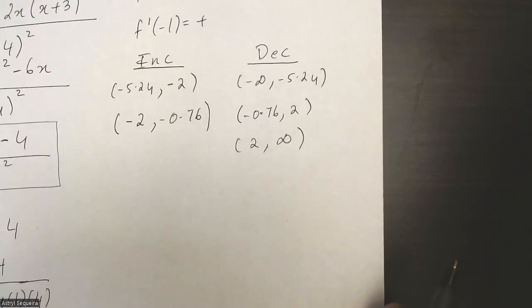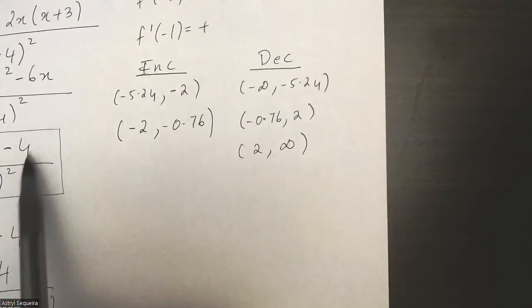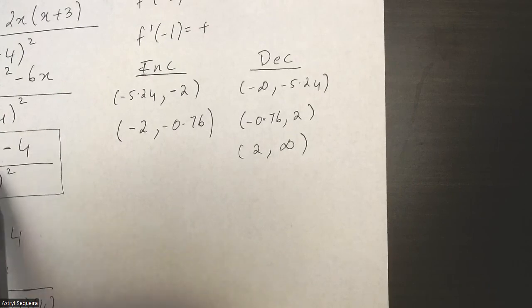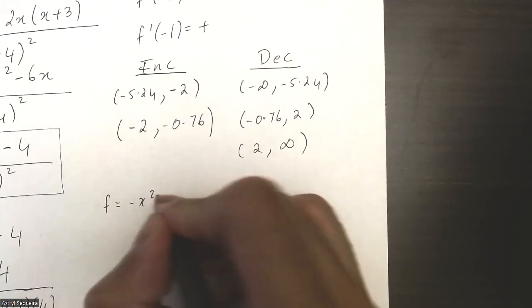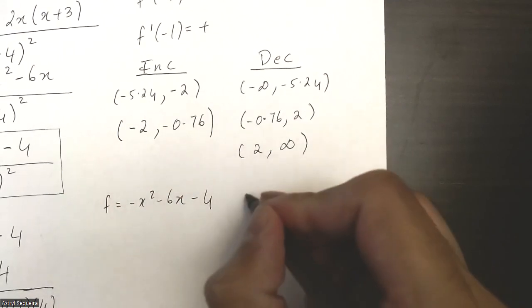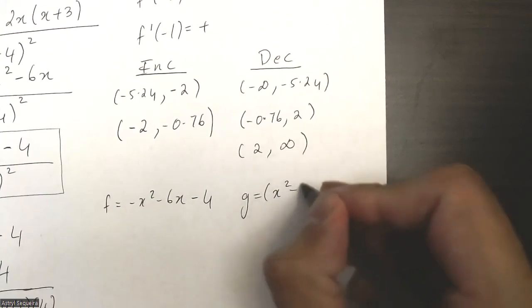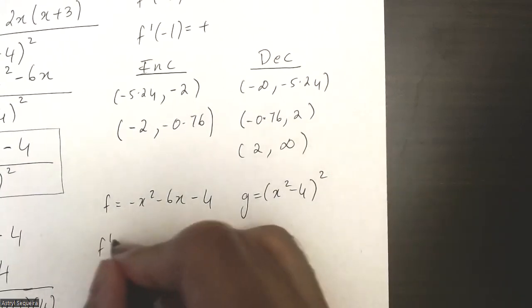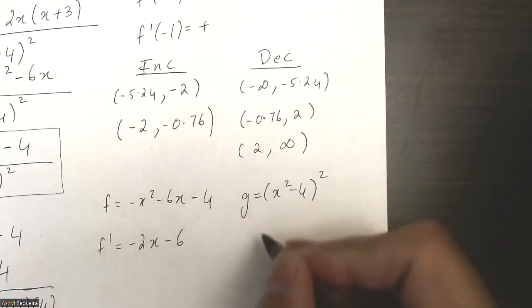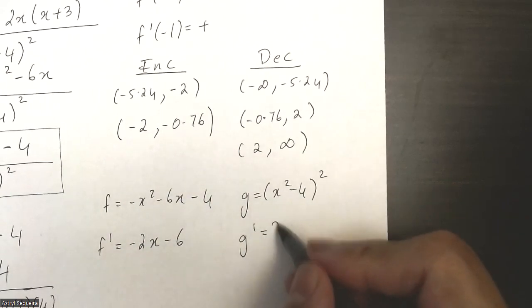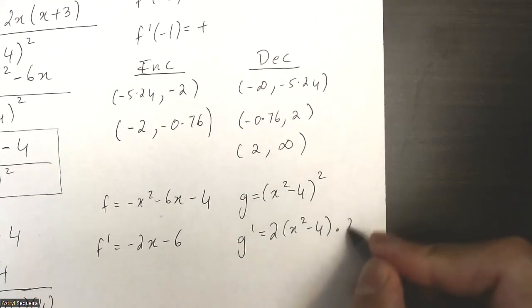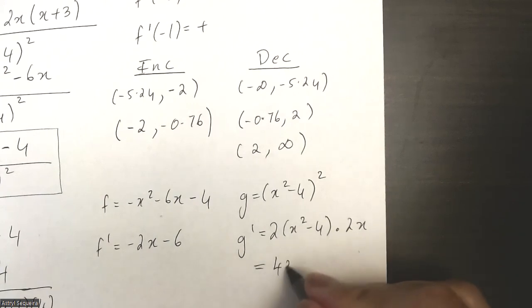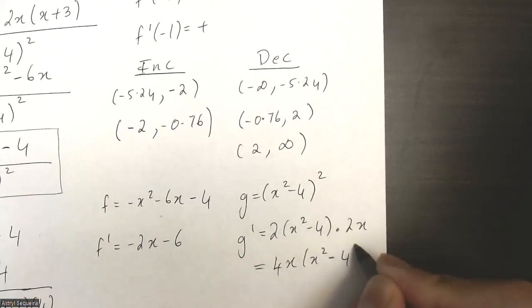Now I need to go on to my second derivative. So I'm going to derive this function a second time. You're going to use quotient rule again. So f equals -x squared minus 6x minus 4. G equals x squared minus 4 squared. F prime equals -2x minus 6. G prime equals 2 times x squared minus 4 times 2x, which is just 4x times x squared minus 4.